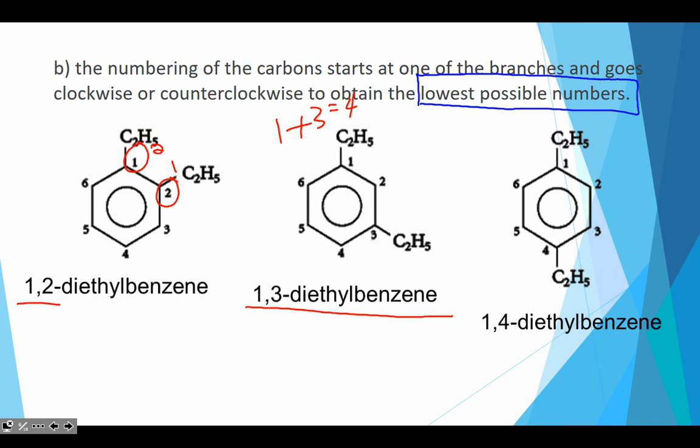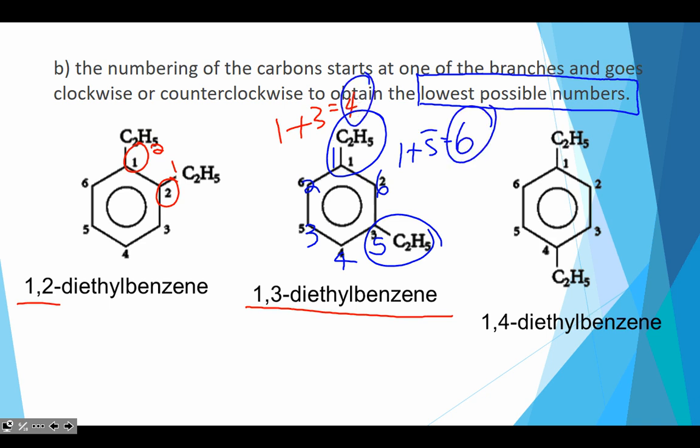Are you guys ready for this? Are you ready? You can't name it 1, 2, 3, 4, 5, 6. This is 1 and 5. 1 plus 5 equals 6. 4 is lower than 6, so this is the right way to name it.